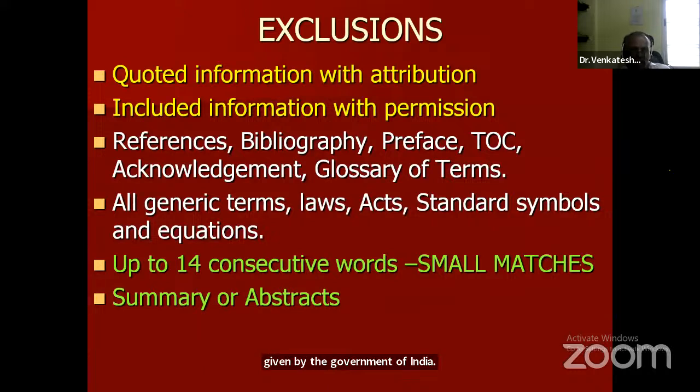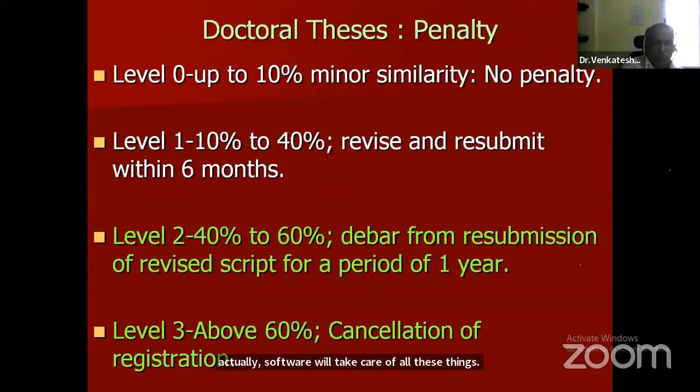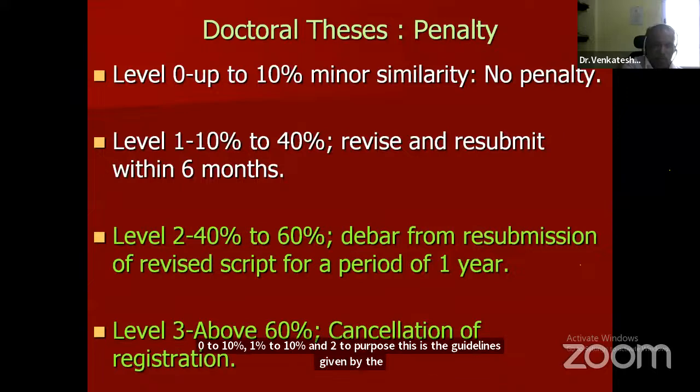Exclusions: quoted information with attribution, information included with permission, references, bibliography, preface, table of contents, acknowledgement, glossary of terms, all generic terms, laws, acts, standards, symbols, and equations, up to 14 consecutive words, small matches, or summary abstract you may exclude. But actually, software will take care of all these things. See, there is some penalty for the researcher and the research supervisor, 0 to 10%, 1 to 10%, and 2 to 4%. This is the guideline given by the UGC and the Government of India.